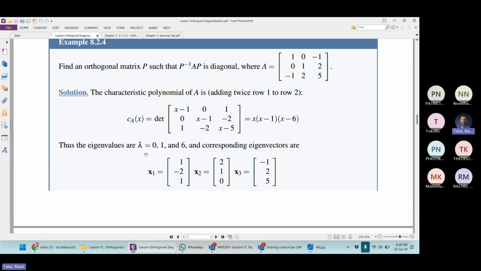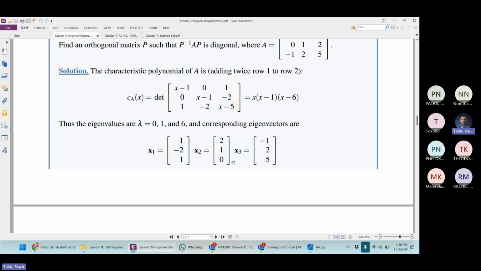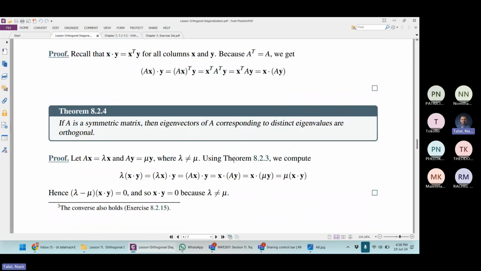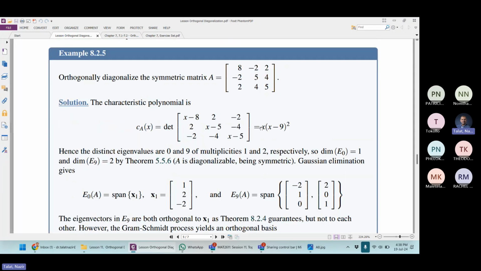But what happens when the eigenvalues are not distinct? Like in the previous example in the textbook, and here in this example, if we find the eigenvalues, we will get lambda equal to 0 and lambda equal to 9. For 9, the multiplicity is 2, but for 0, the multiplicity is 1, meaning 0 is coming 1 time and 9 is coming 2 times. The eigenspace for lambda equal to 0 is the first one, and for lambda equal to 9 we will get this one.